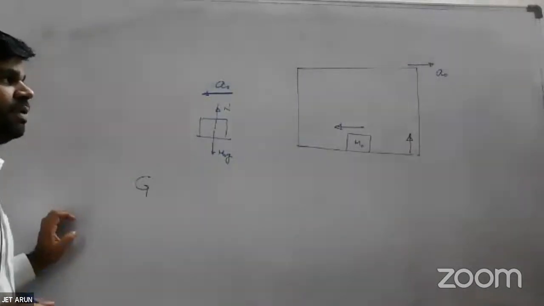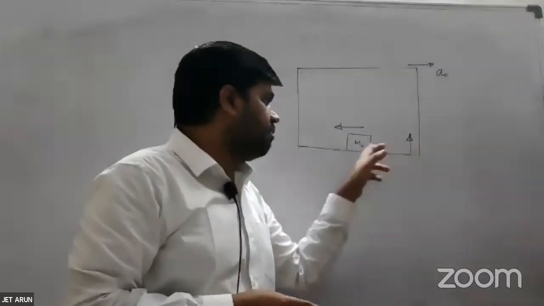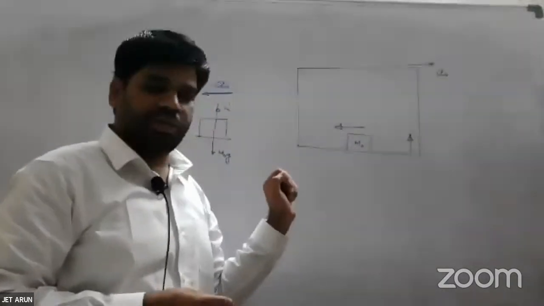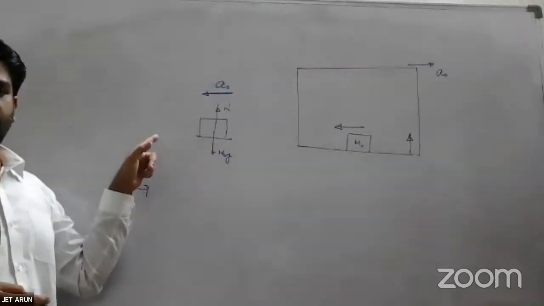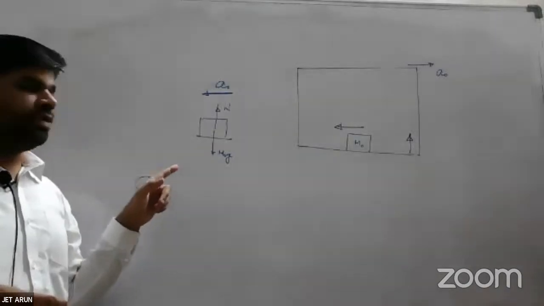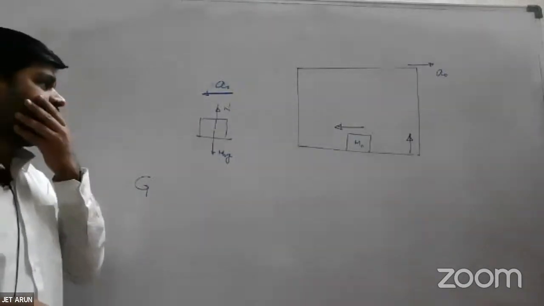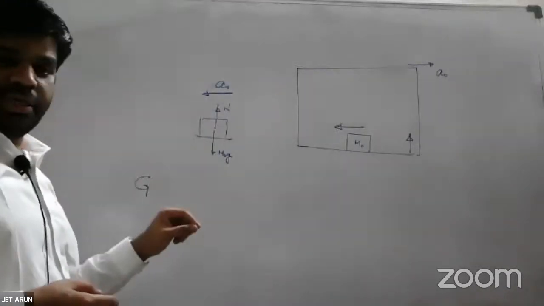With respect to the reference frame, the car traveling towards the right with acceleration a0, the mass will appear to go towards the left with a0. But if I draw the FBD, there is no horizontal force acting on the particle. So Newton's law is violated here.